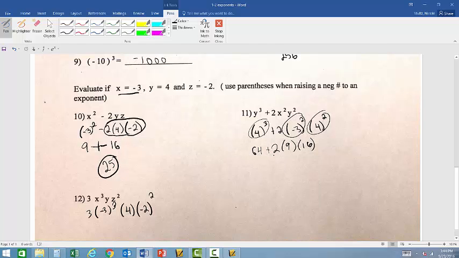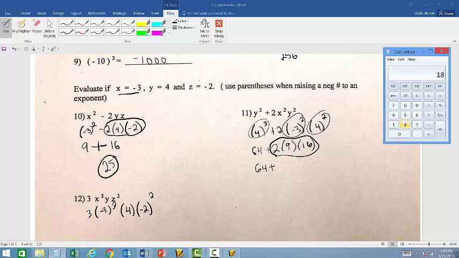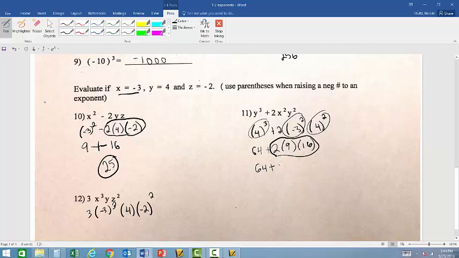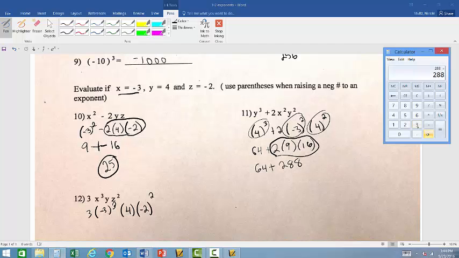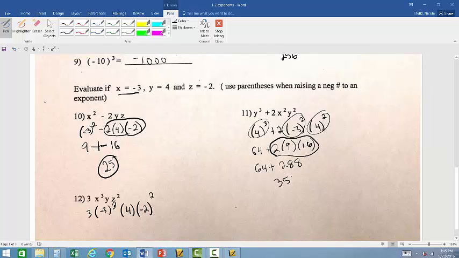So I can either add or I can start multiplying. I should be multiplying first. So we're just going to multiply all three of those, which is going to be a big number. So if we do 2 times 9, that's 18, times 16, we get 288. And if we add those two together, 288 and 64 make 352. So we kind of get a big number there.